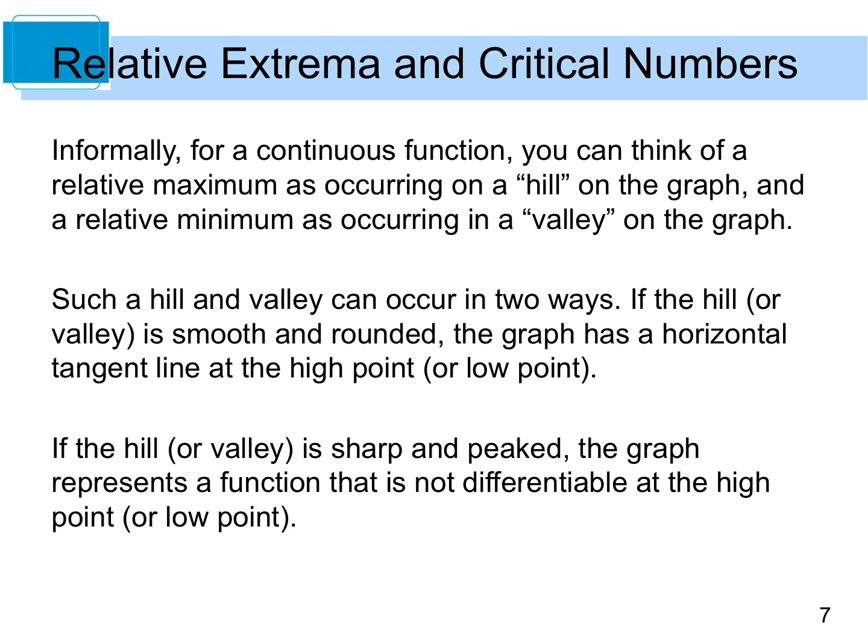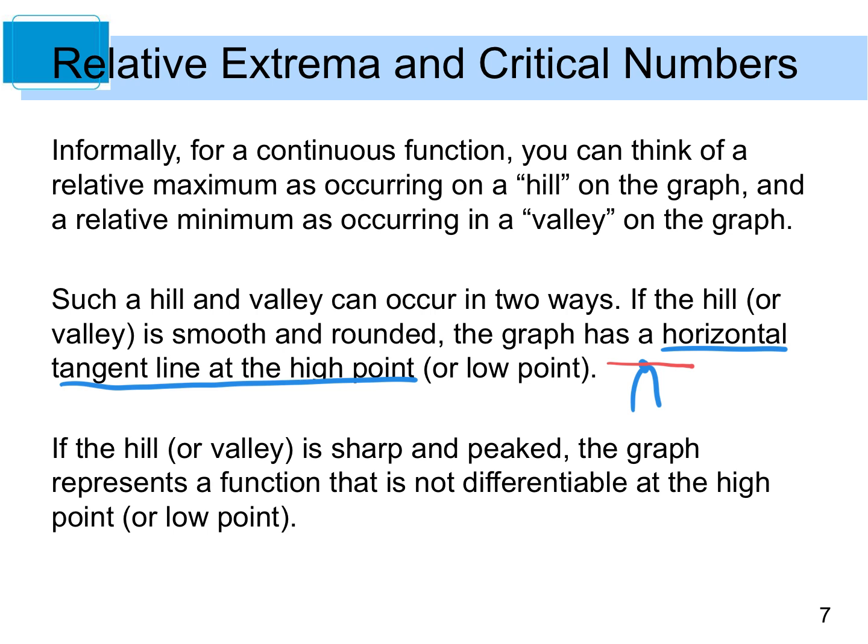Such a hill and valley can occur in two ways. The first way is if the hill or the valley is smooth and rounded, the graph has a horizontal tangent line at the high point. So a horizontal tangent line at the high point or low point. If we had a hill, our tangent line would be horizontal to that.